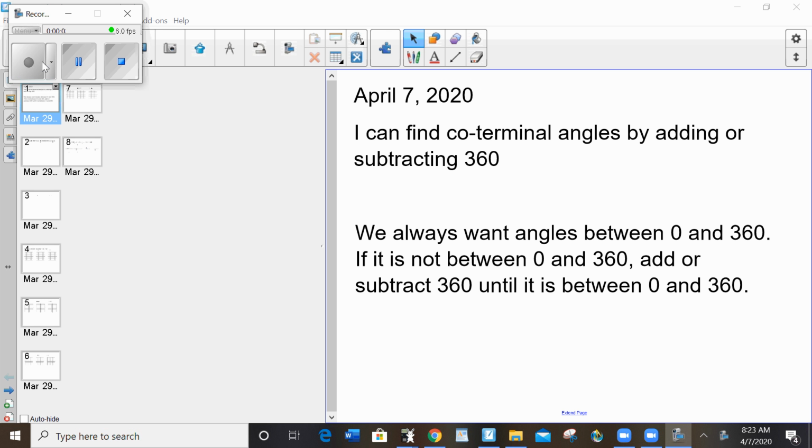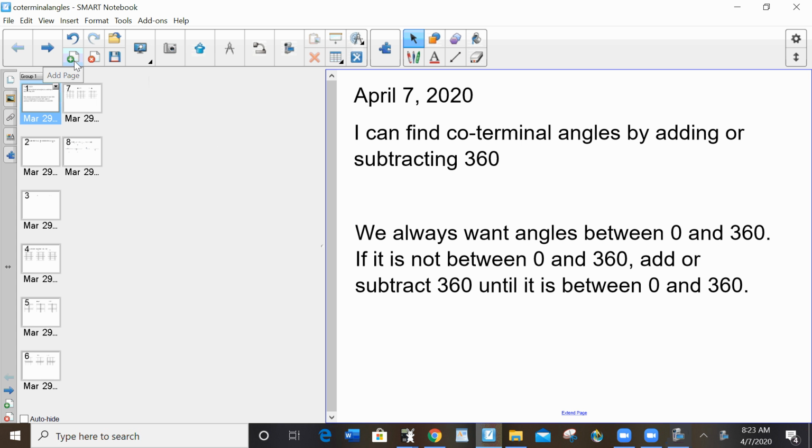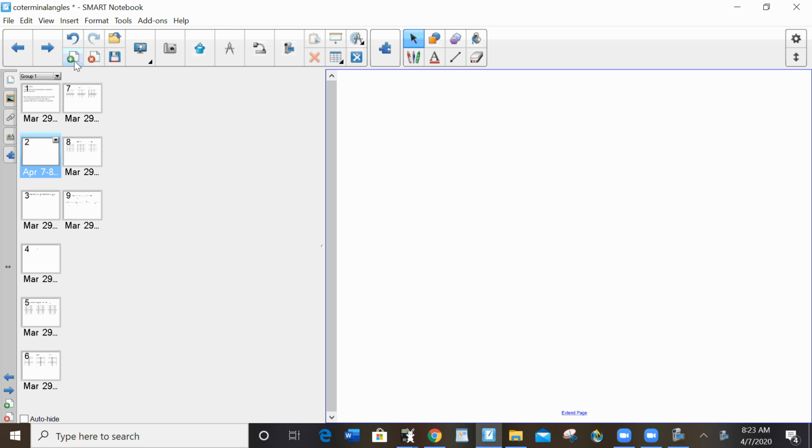Good morning. Today we're going to learn how to find coterminal angles by adding or subtracting 360. We always want the angles between 0 and 360, so if it is not between 0 and 360, we're going to add or subtract 360 until it is. So, why are we adding or subtracting 360? Well, I'm going to show you based on what we talked about yesterday.